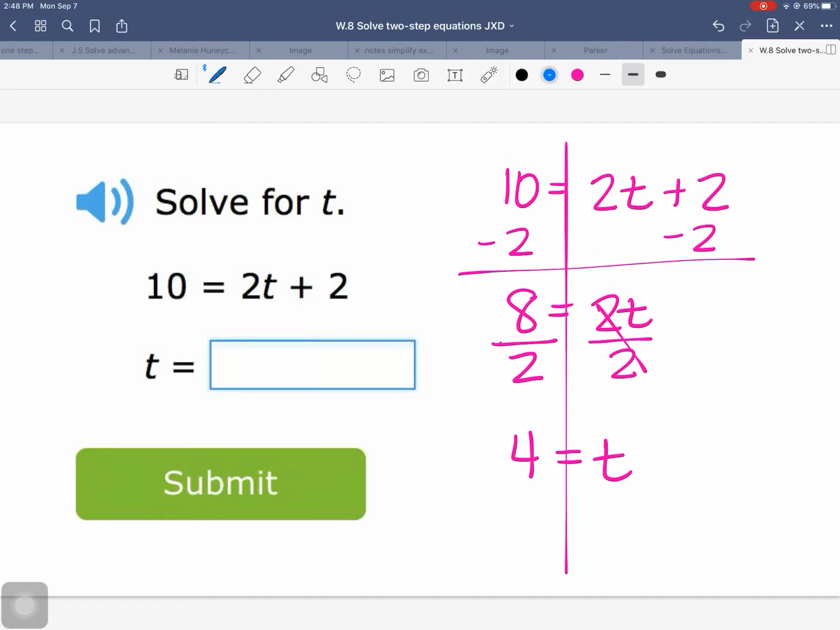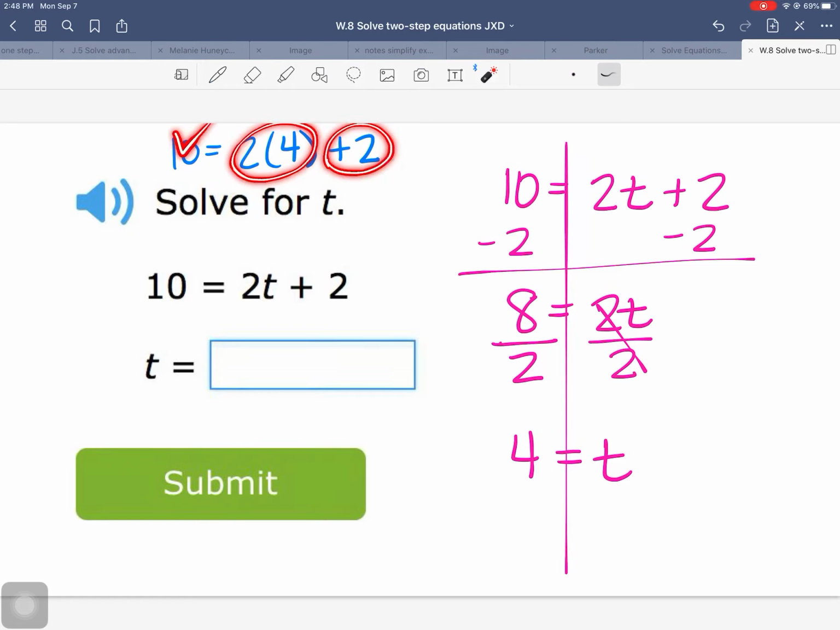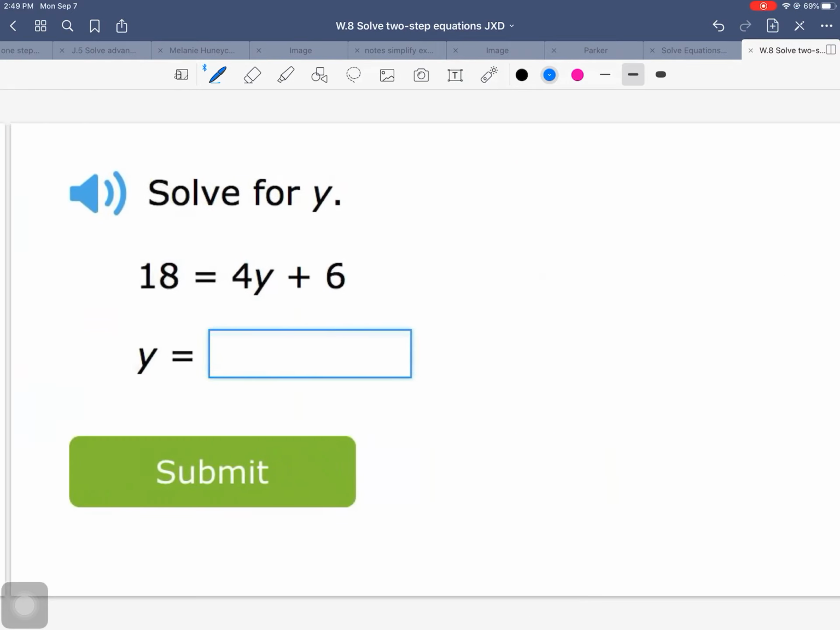In order to check our answer, 10 is equal to 2 times 4 plus 2. So I'm substituting it in. And yes, I see that this is 8 plus 2, which equals 10. So it is correct. Press pause if you need more time to write this down.